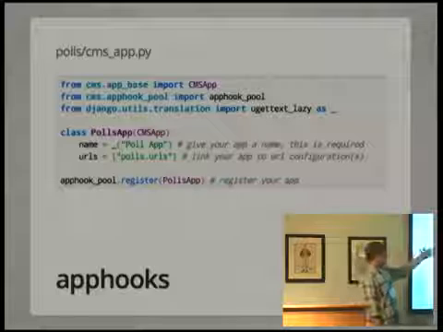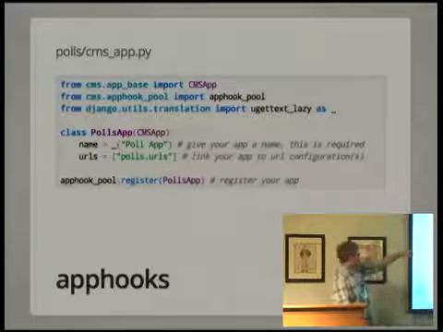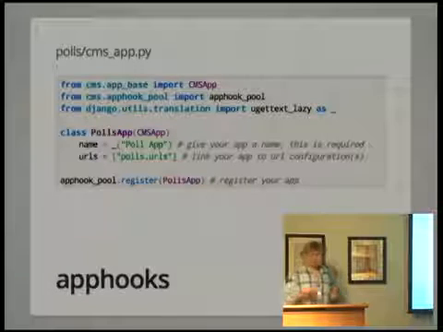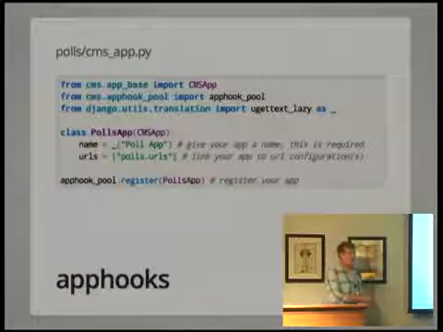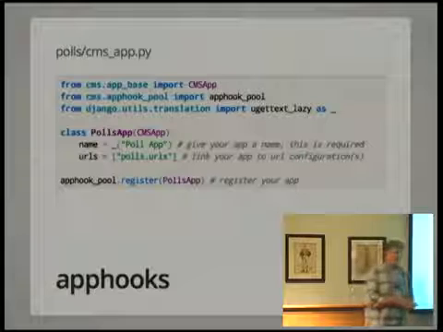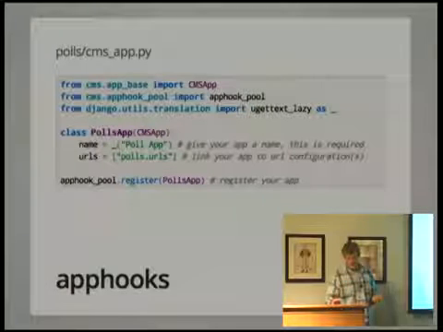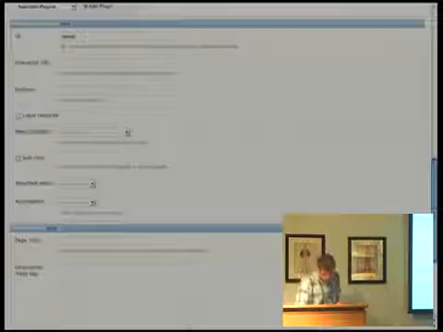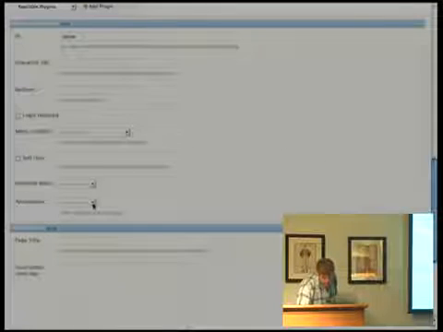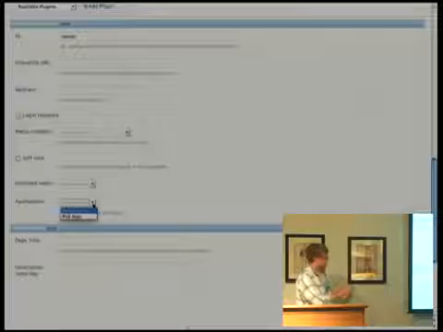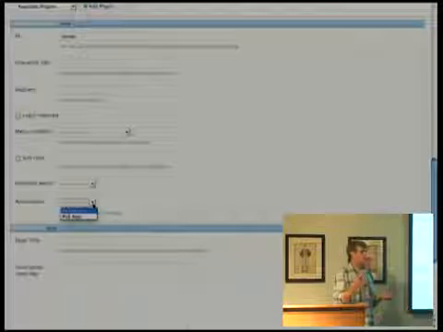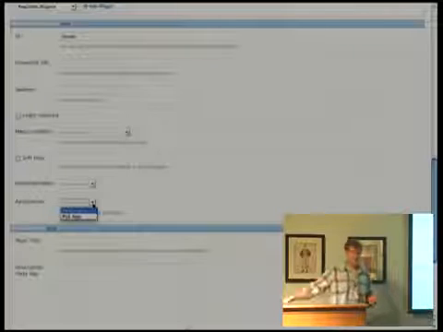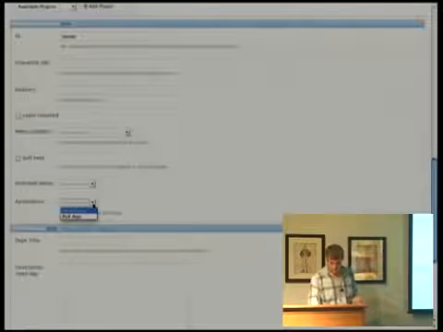This is a CMS app. So you extend from CMS app there, you give it a name, and you tell it what URLs to look at. And when you do this, make sure if you have an existing app, remove that from urls.py. This replaces that. So you create an app hook, you register it, and then through the admin, you can go down here and select it. So if I select poll admin here and I save, when a user goes to this page, they are now in my Django app. They're out of the CMS. This is where they're at.